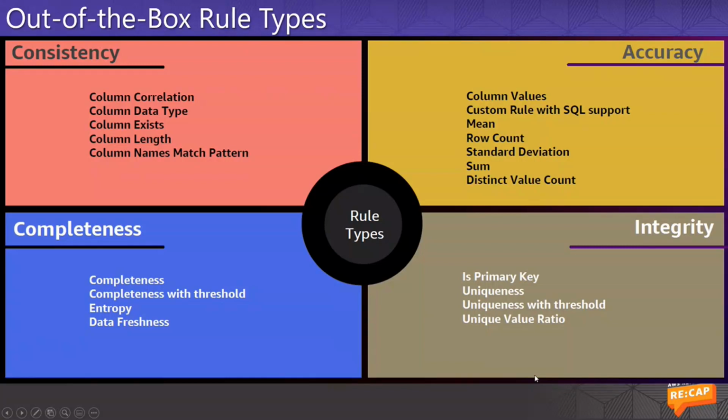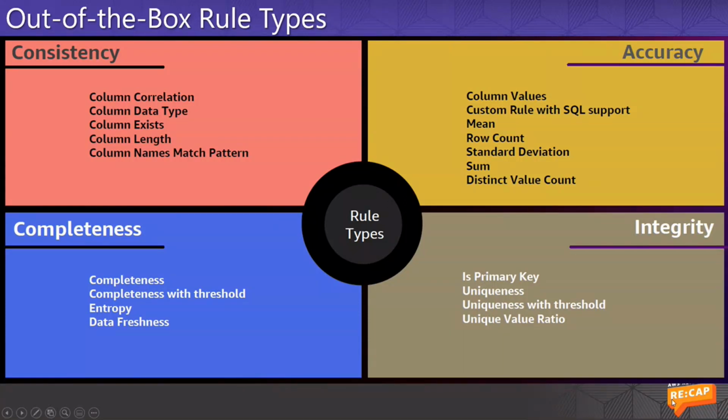All right. There are some out-of-the-box rule types that AWS provides that you can utilize. There are rules around consistency of data in terms of its data type, its length, or a pattern within that column that it should follow. Similarly, there are some accuracy-based rules that use statistical parameters like mean or standard deviation, distinct values, etc. And then you have completeness, in terms of not having missing values, or missing values within a particular threshold, so at least 95% of the rows should have a value in this column. You can have that kind of threshold when it comes to completeness. And similarly, there are some integrity-related constraints around primary key and uniqueness as well.